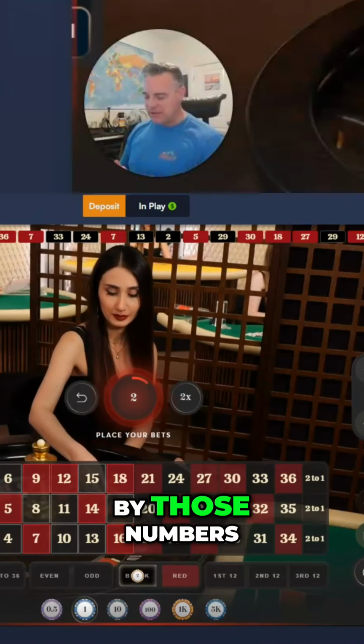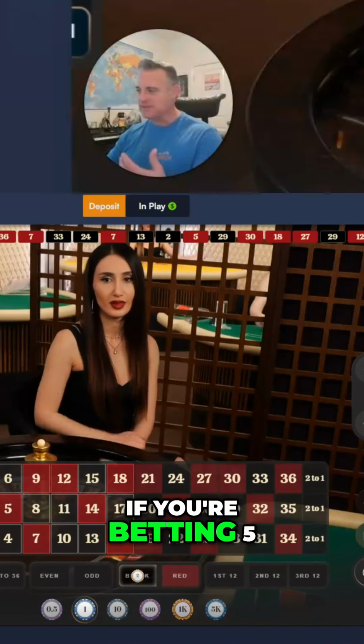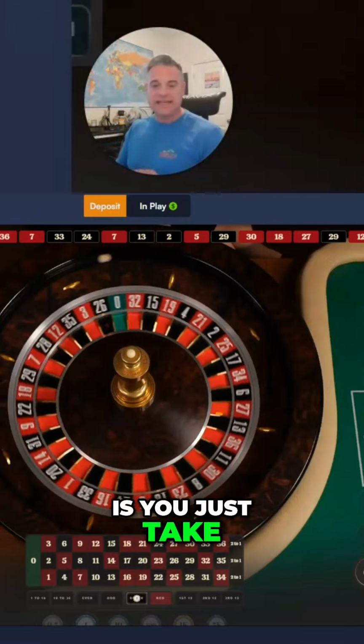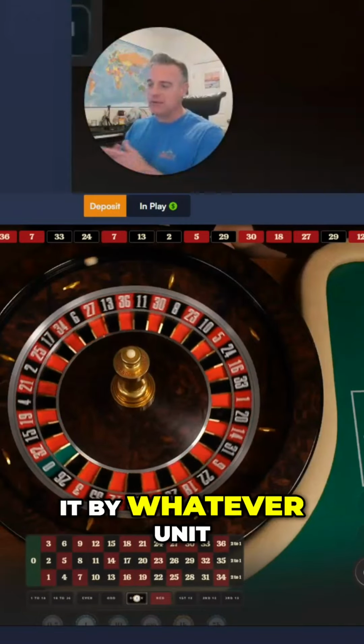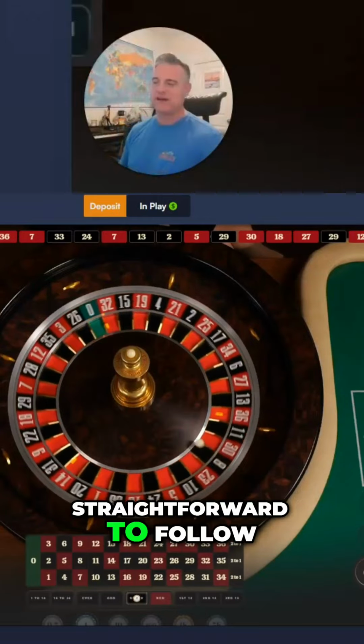And what I mean by those numbers, it's just whatever unit. So for example, if you're betting $5 units, 5 times 1 is 5, 5 times 2 is 10, 5 times 3 is 15. So whatever you do is you just take that sequence and multiply it by whatever unit. Since we're doing dollar units, it's pretty easy and straightforward to follow.